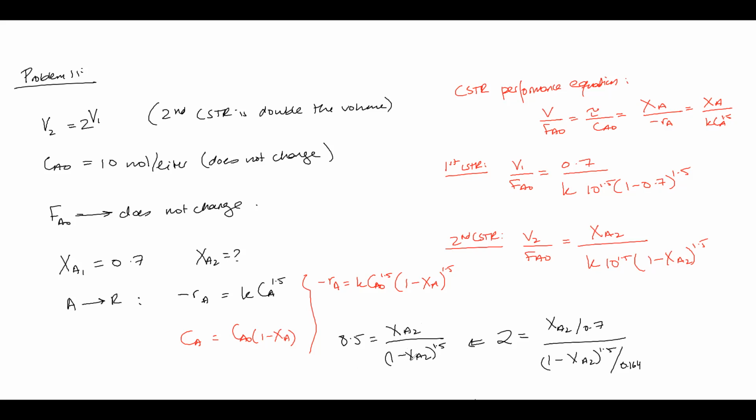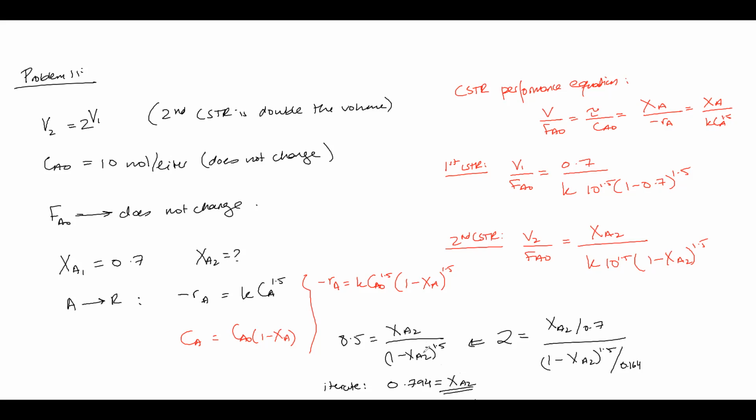You can iterate. Can you take a ln? I don't think you can take a ln. You have to solve this by iteration. And I think we solved it in the homework, so you need to iterate. And you're going to get 0.794 for XA2, right?